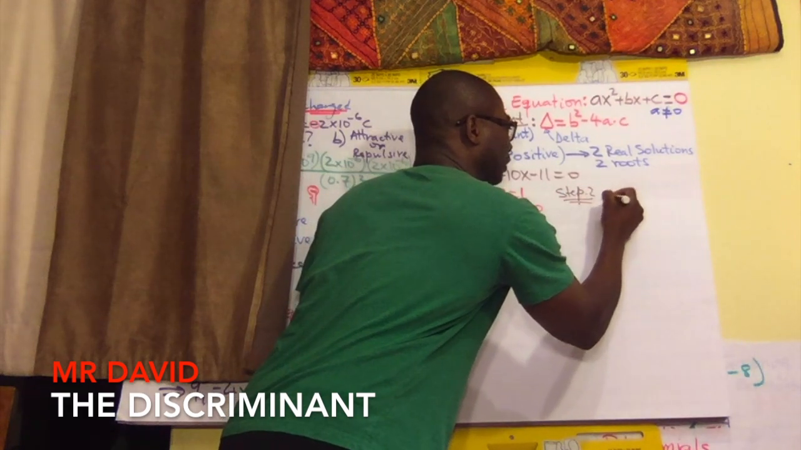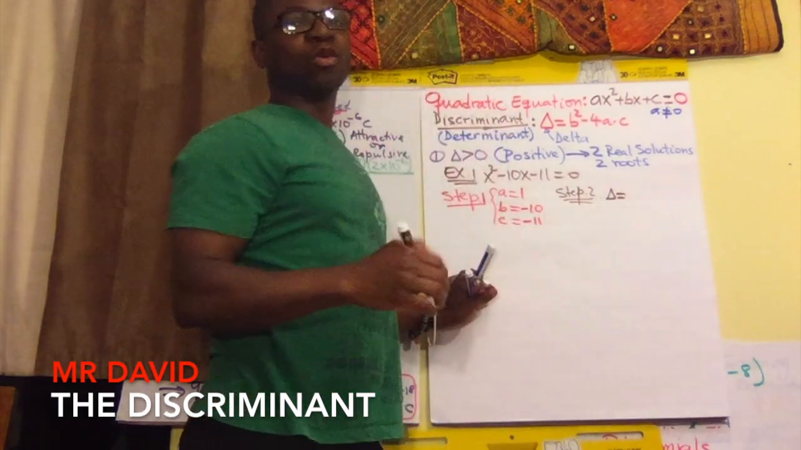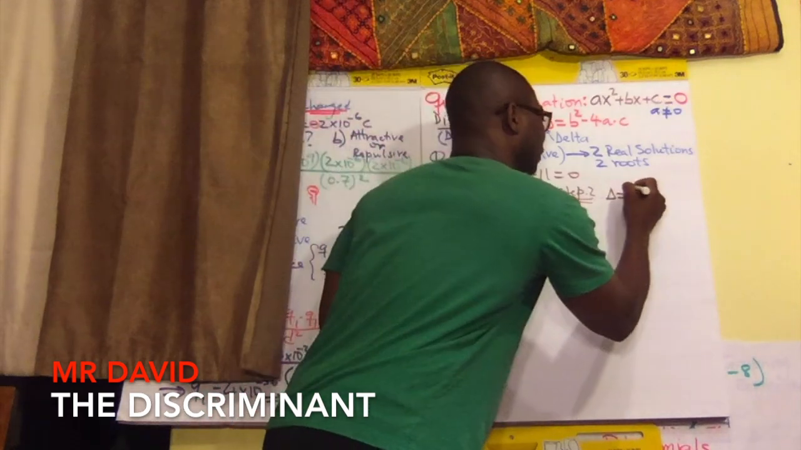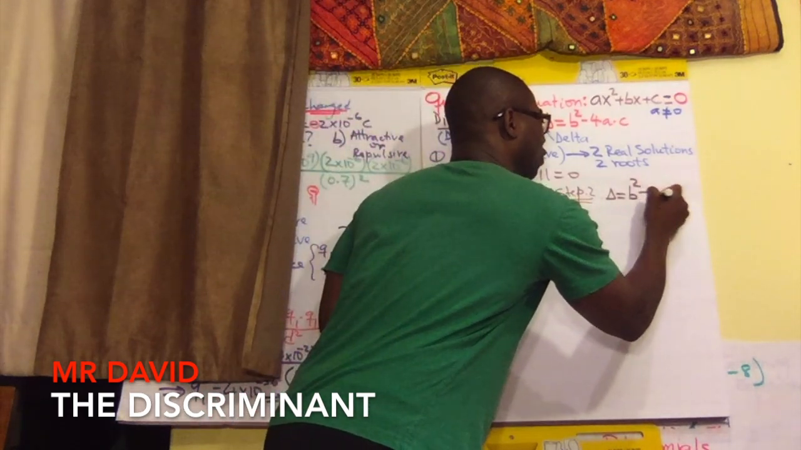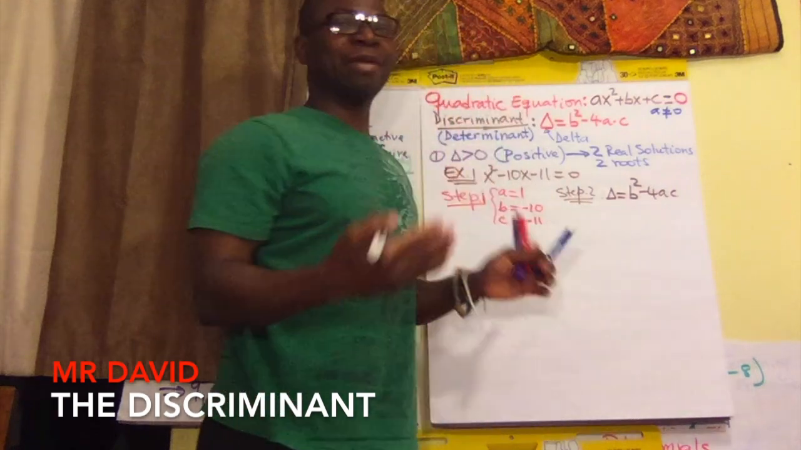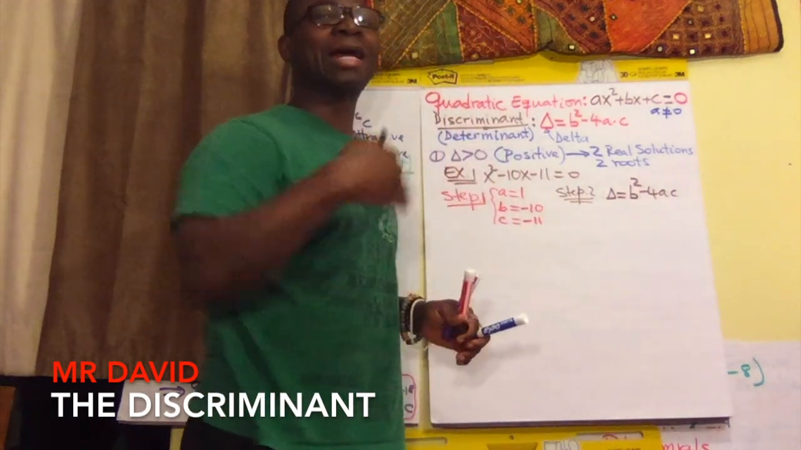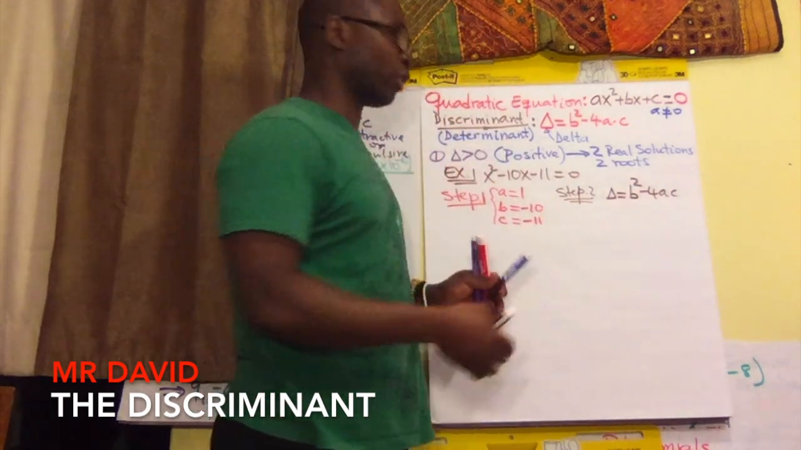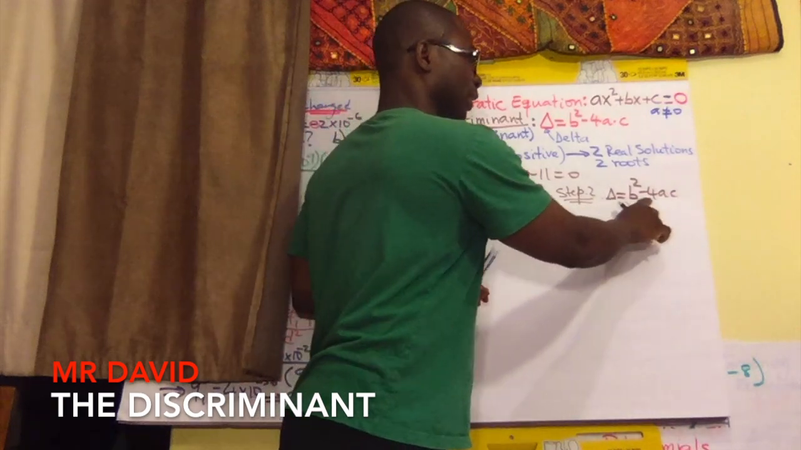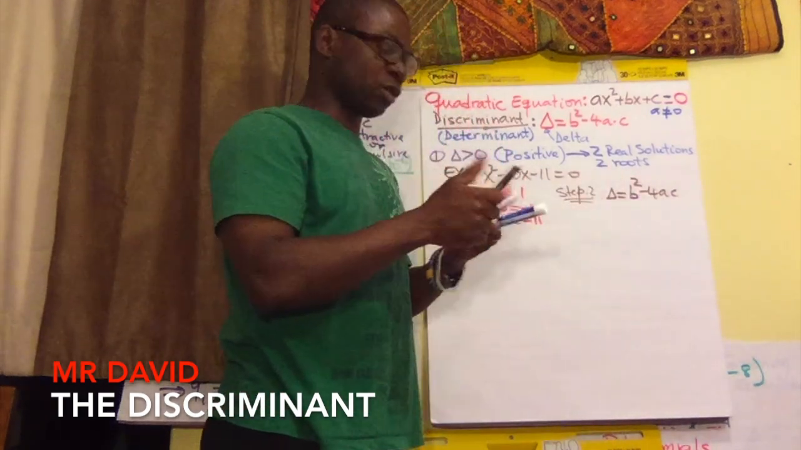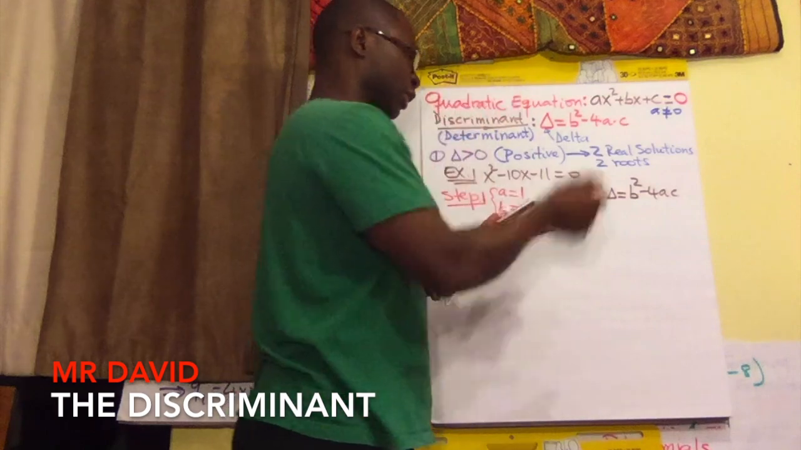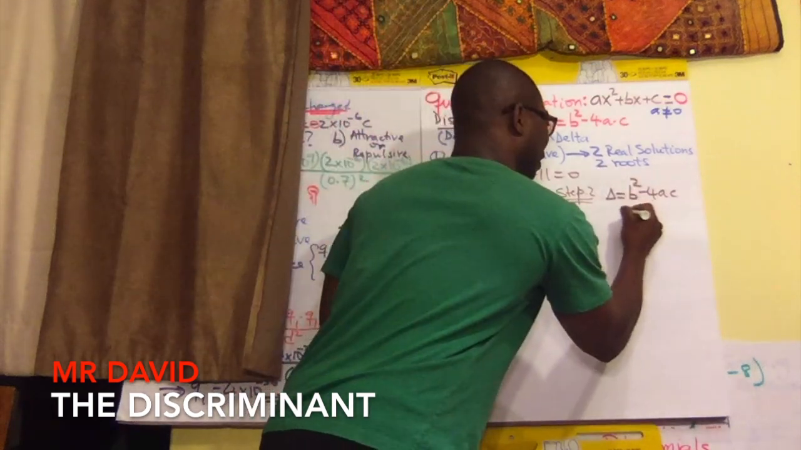Step 2: write your formula. Delta equals b squared minus 4ac. Remember, that's the best way to remember something: you have to write the formula over and over again. Delta equals b squared minus 4ac. Write it every single time. Don't just keep it in your head. Spit it out.